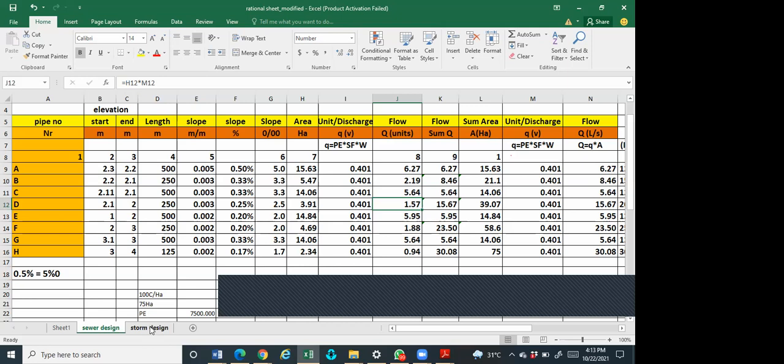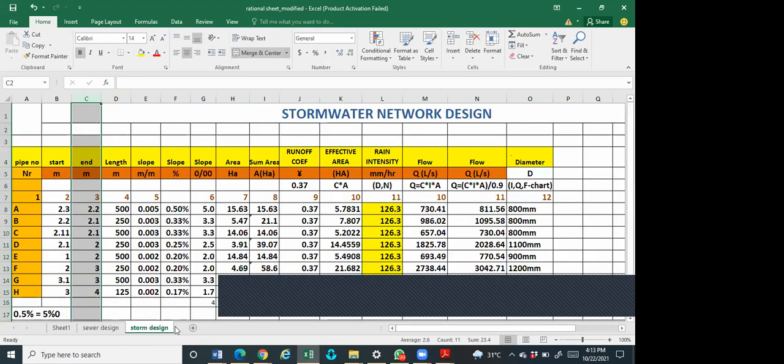The next thing we do is we move over to storm. Storm is just the same thing. The first 5 columns are the same. You can see this is slope in 1,000. This is slope in percent, which is per 100. The slope unitless, the length of each section, the end, the start. Even the area becomes the same.